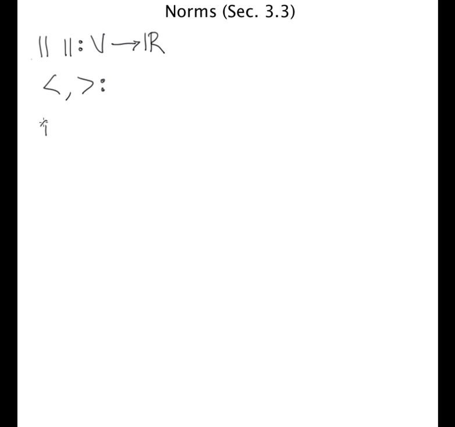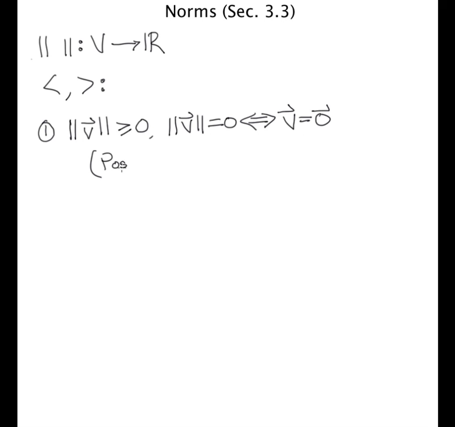It's clear that one of the properties that the norm map has is that the norm of any vector is greater than or equal to 0, and the norm of the vector is equal to 0 if and only if the vector itself is equal to 0. So that's just like the positivity condition for an inner product. That converts directly to this positivity condition.